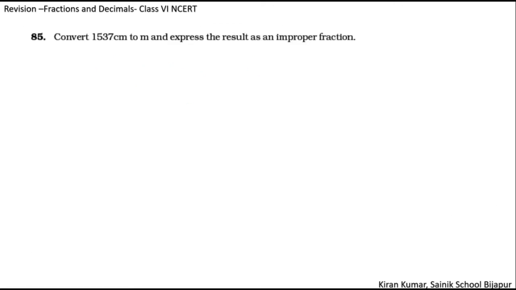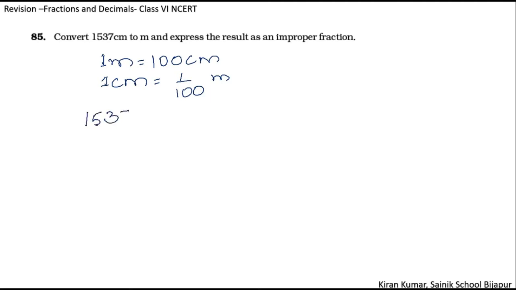Question 85. Convert 1537 centimeter to meter and express the result as an improper fraction. Here we should follow the same procedure. We should know that 1 meter is 100 centimeter. So 1 centimeter will be 1 by 100 meters. Hence 1537 centimeter will be equal to 1537 into 1 by 100 meters.